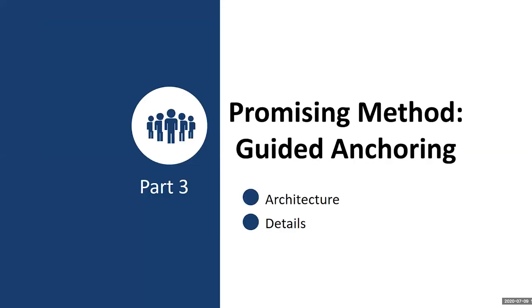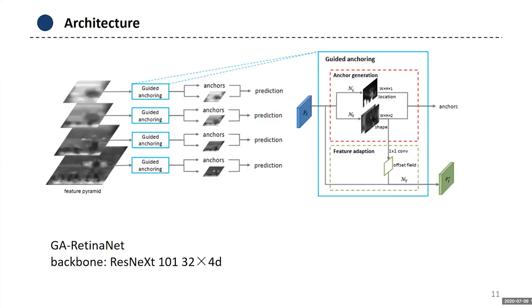Next, let's go to part three. In this part, I will introduce the promising method we found, guided anchoring. I will also talk about the specific architecture and training skills. At first, let's review guided anchoring. It leverages semantic features to generate a sparse anchoring scheme, which is more efficient and effective than prior region proposal algorithms. It generates non-uniform anchors of arbitrary shapes by jointly predicting the locations and the anchor shapes dependent on locations.